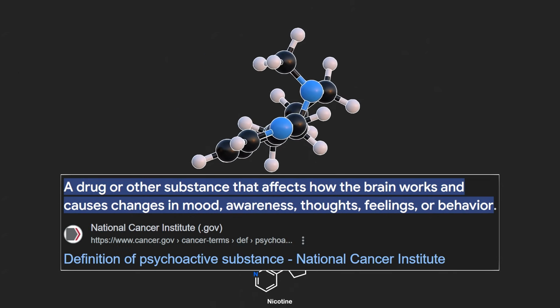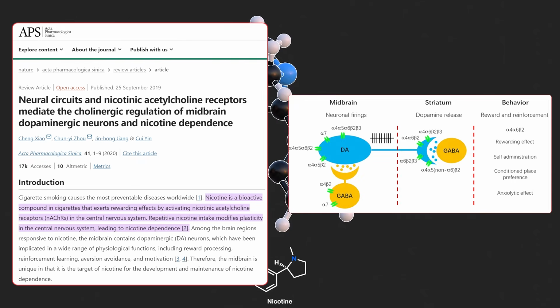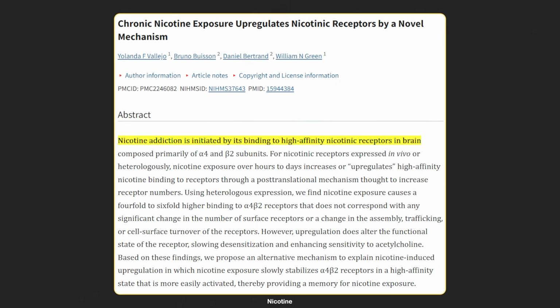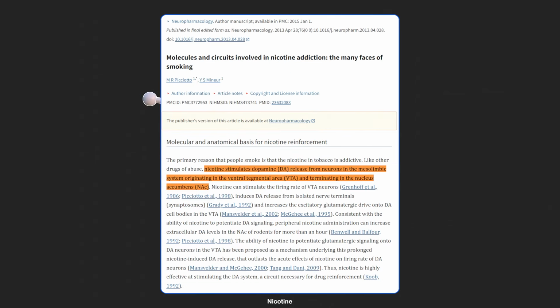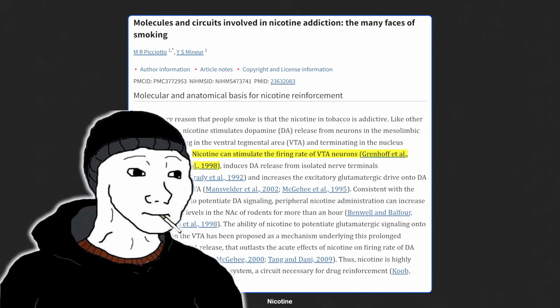It's the primary psychoactive ingredient in tobacco products and is responsible for smoking addiction. Nicotine binds to nicotinic acetylcholine receptors in the central nervous system, where it elicits its psychoactive effects. It has a higher affinity for nicotinic receptors in the brain than those in skeletal muscles. When nicotine activates nicotinic receptors on neurons in the ventral tegmental area and the mesolimbic pathway, this causes the release of dopamine. It's also able to modulate the firing rate of ventral tegmental area neurons, which are largely responsible for reinforcing the effects of nicotine.